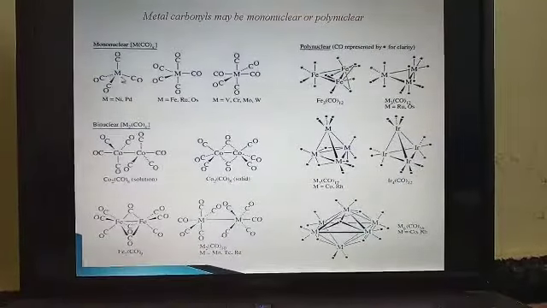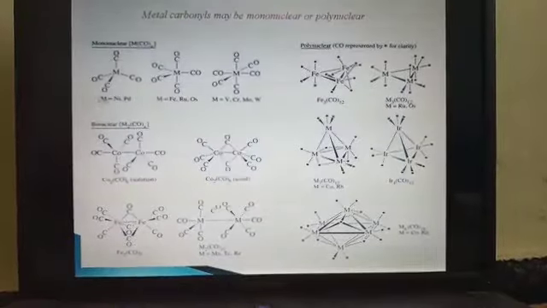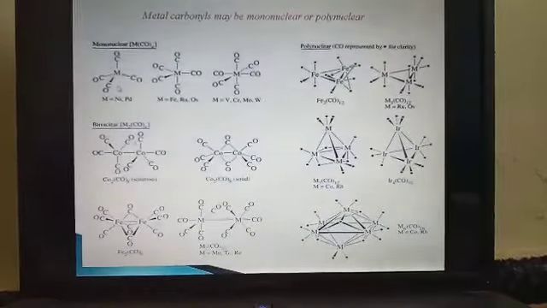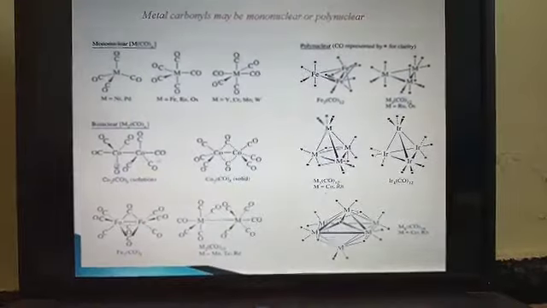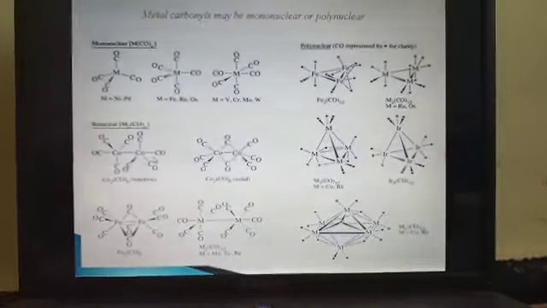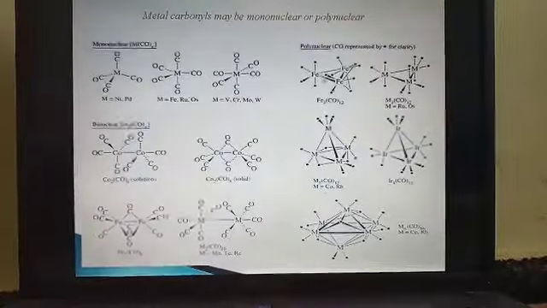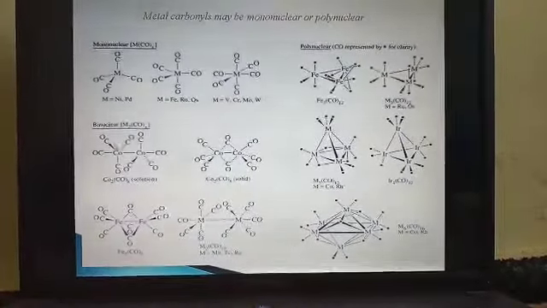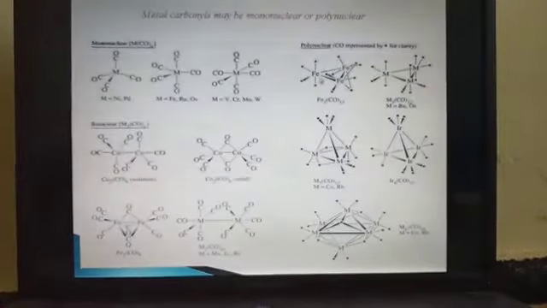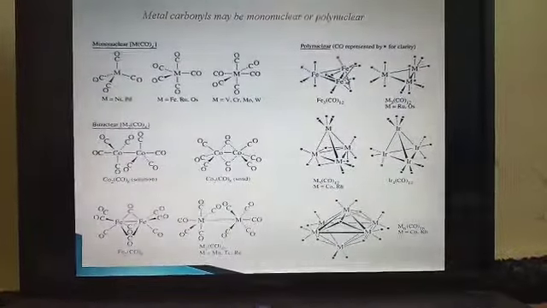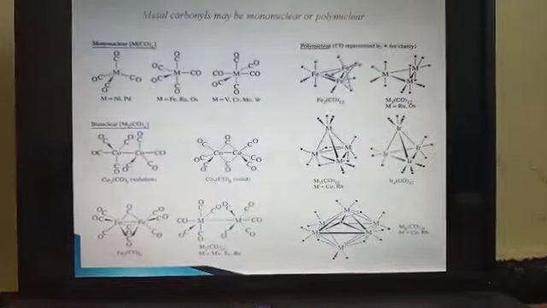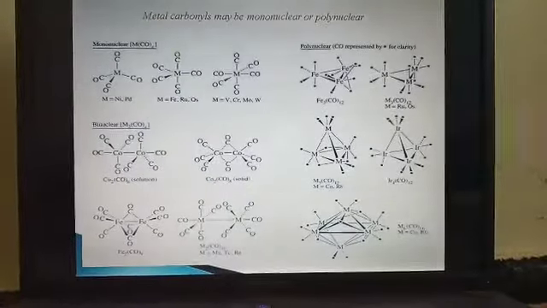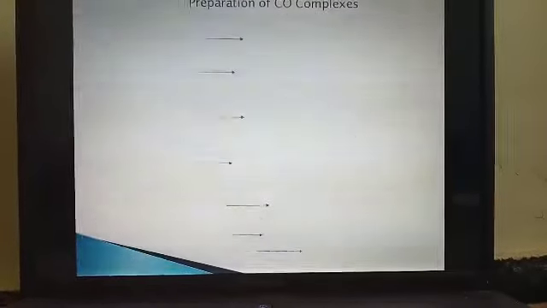Mononuclear means where one metal has been bonded to two or more ligands, but in polynuclear, the name itself indicates that two metal ions have been bonded to various carbonyl groups. It may be a di or it may be a tri. So that is two metals bonded to various ligands, and then three metals bonded to three or four ligands. So that may be mononuclear and then polynuclear.